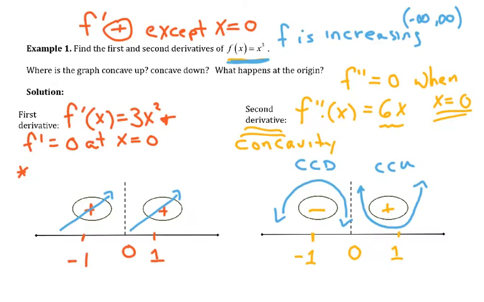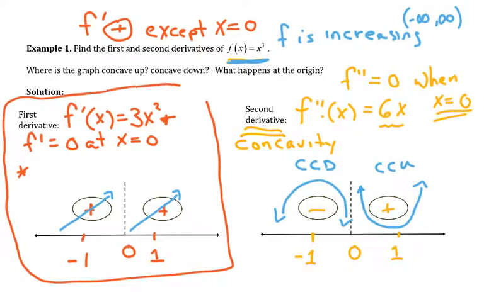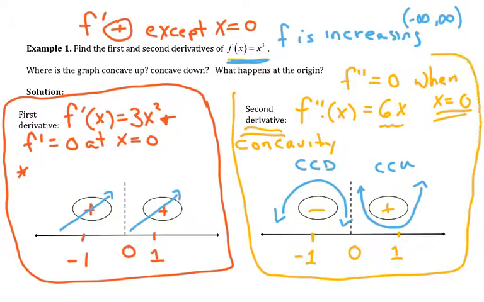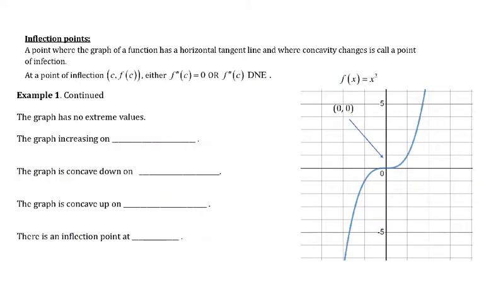Okay, so the first derivative tells us about extreme values and whether the function is increasing or decreasing. The second derivative tells us about concavity. So these are things that we're always going to be doing now when we want to examine the behavior of a function. So let's write up what we know.